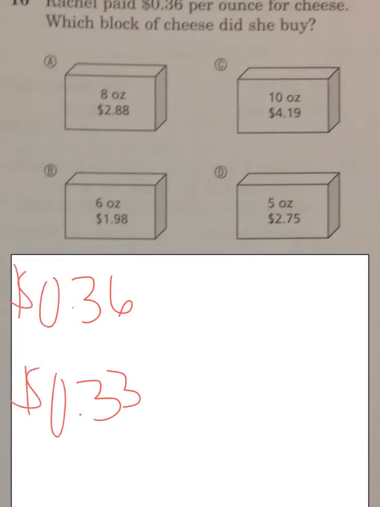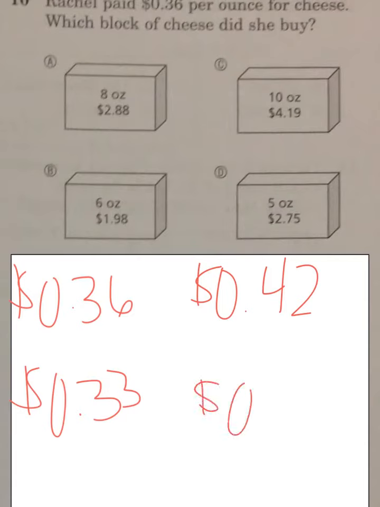Then you have $4.19 divided by 10, which is 42 cents. And then $2.75 divided by 5 is 55 cents. Remember, you're trying to match 36 cents per ounce. That means that A is the correct answer.